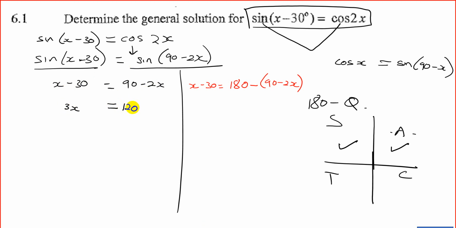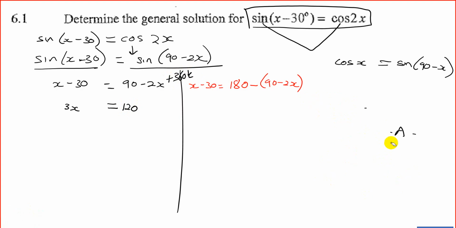Now, what I forgot to bring in is the plus 360k. So we need to bring that down on both sides. I just want to create some space. So if we bring it on the other side, plus 360k, and remember we've got to indicate that k is an element of integers.